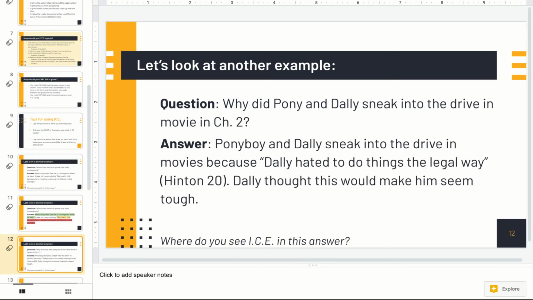Another example, say you have this question. Why did Pony and Dally sneak into the drive-in movie in chapter 2? You might recognize this from S.E. Hinton's The Outsiders. Here's an answer. Ponyboy and Dally sneak into the drive-in movies because Dally hated to do things the legal way, Hinton 20. Dally thought this would make him seem tough. Where do you see ICE in this answer?